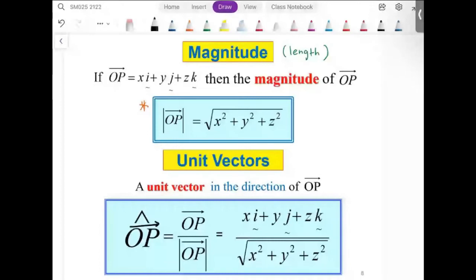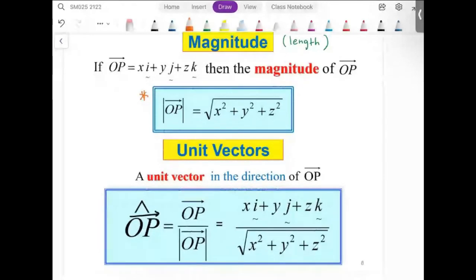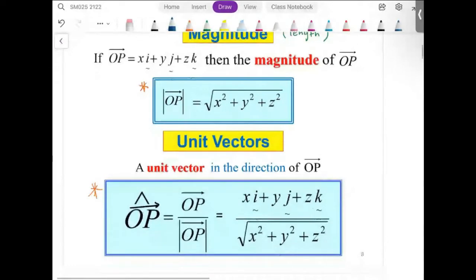So how do we find unit vector? This is also a fixed formula. Vector OP divided by its magnitude. Setiap vector yang kita ada tu tadi, kita akan divide kan dengan dia punya magnitude. Okay, ini pun dia tak akan bagi masa exam formula tu, kena tahu sendiri. Okay, tambahan, tak ada dalam nota kat sini.